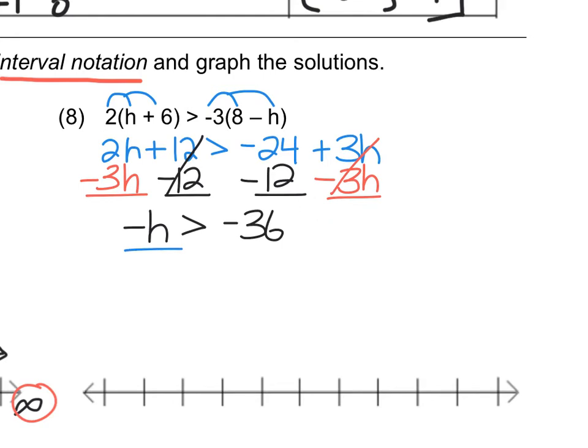Divide by negative 1. So h will then be less than a positive 36.